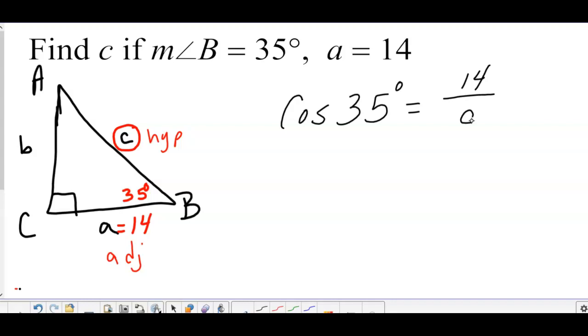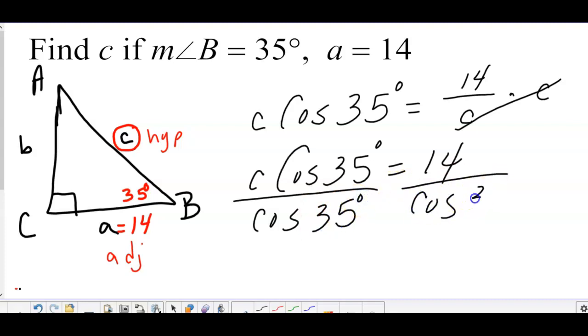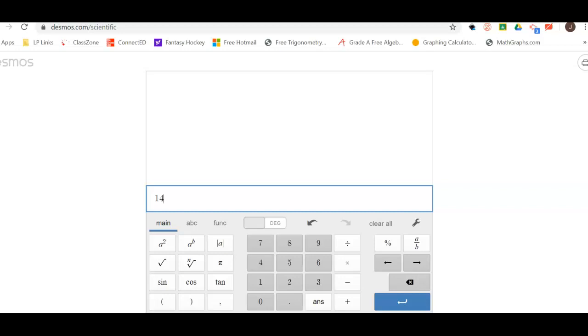Find little c. Okay, multiply both sides by c. Those are going to cancel. And then you're going to divide both sides by the cosine of 35. So this is going to cancel, and then we have c all by itself. So 14 divided by the cosine of 35. Clear out your calculator. 14 divided by the cosine of 35. And there you go, 17.09.